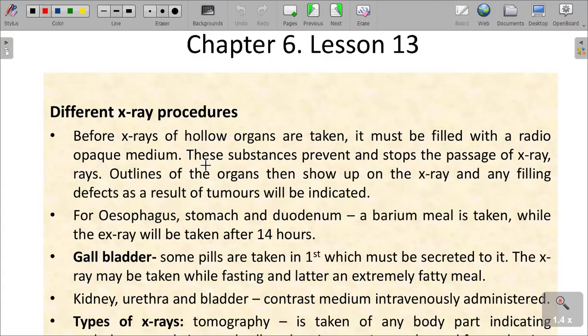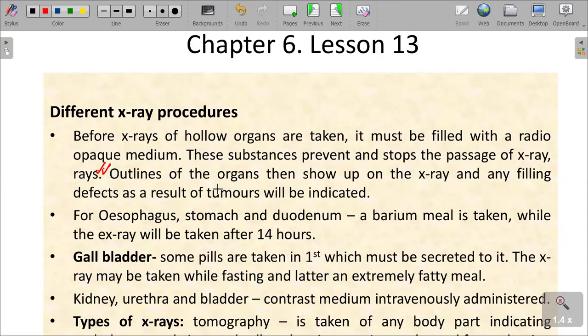Sometimes these substances prevent and stop the passage of X-rays. Therefore, we are able to take a clear X-ray image of the hollow organs we are referring to. Outlines of the organs then show up on the X-rays, and filling defects as a result of a tumor will be indicated.